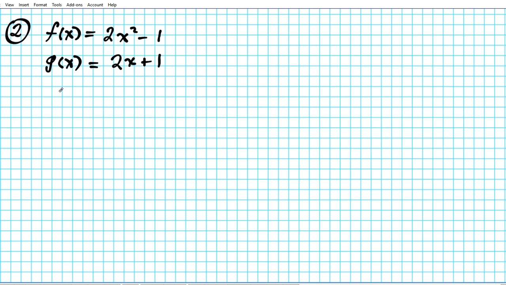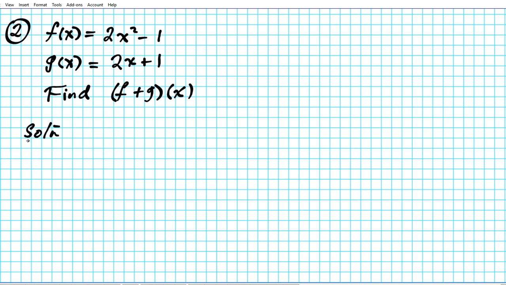Let's take a look at question number 2 on how to carry out operations on functions. Now, what if we have f of x equals 2x squared minus 1 and g of x equals 2x plus 1? And let's say we are to find f plus g of x. Okay, let's go ahead and try this out.